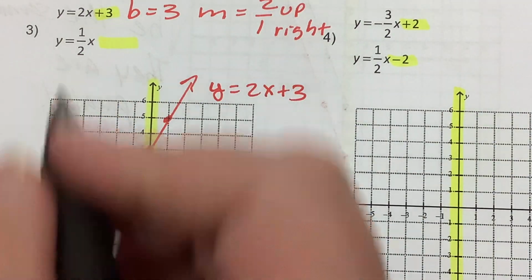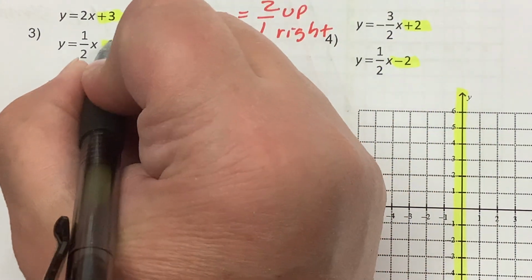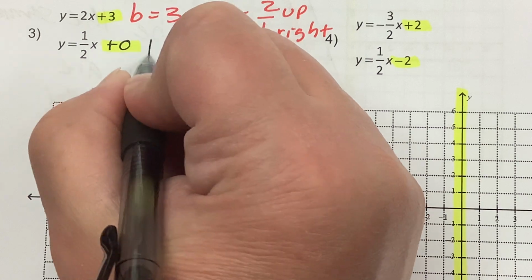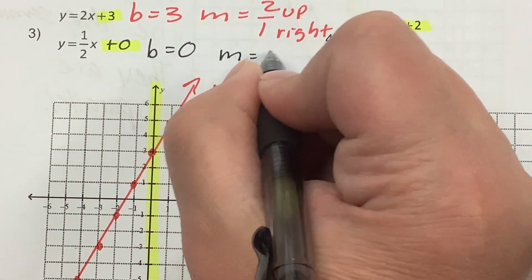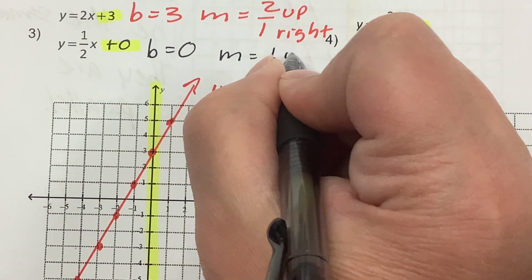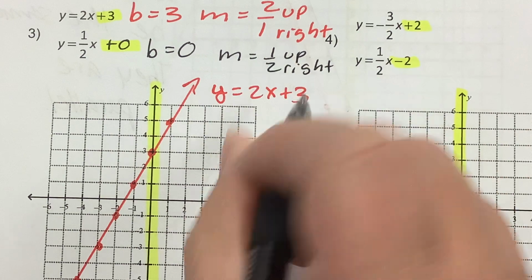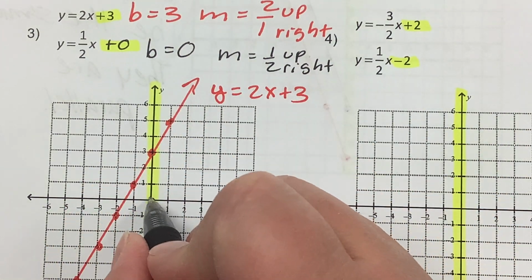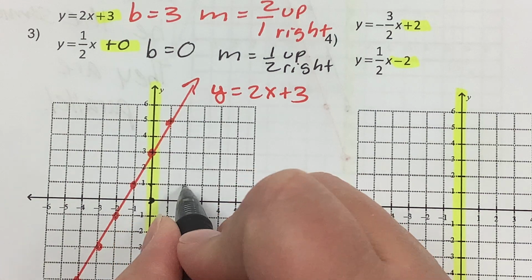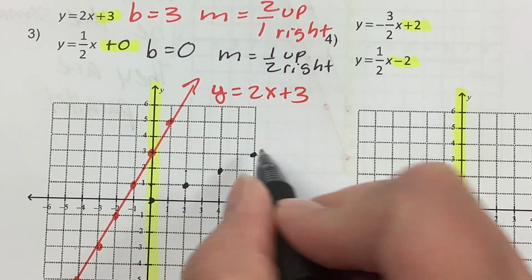Now let's take a look at the other one. There is no b. I highlighted nothing. So I'm going to put my own plus 0 here. So I know that b equals 0, and to get more points, I have 1/2. That means I'm going to go up 1, right 2. So starting at 0, I'm going to go up 1, right 2. Starting at 0, up 1, right 2. Up 1, right 2.